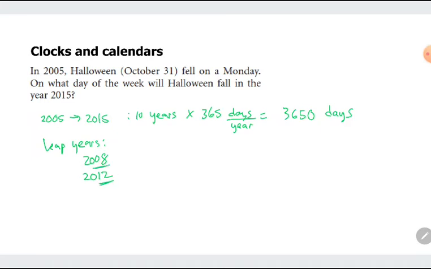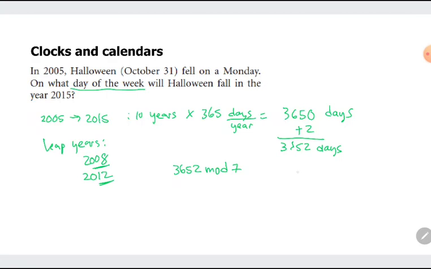Check the last two digits if they are divisible by 4. 8 divided by 4 is 2, remainder 0. 12 divided by 4 is 3, remainder 0. So divisible by 4. So that means we have 2 leap years, so we have to add 2 more days here. 3,652 days. So 3,652 days modulo 7, since we are dealing with day of the week. We want to determine the day of the week.